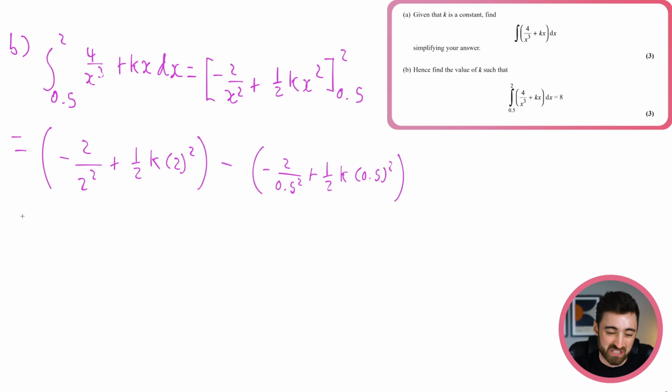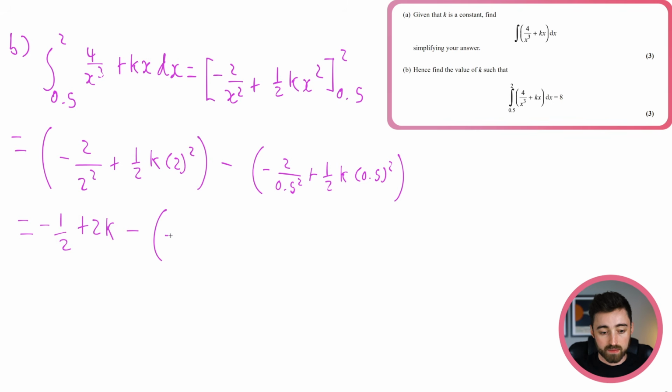My handwriting is so bad. So just work it out. All of these little individual bits, use your calculator if you want. I'll just see if I can work them out. But again, absolutely nothing wrong with using your calculator. Don't worry. So 2 squared is 4. So I get 2 over 4, which is going to be a half. So this is minus a half. 2 squared is 4. So I get half times 4, which is 2. So I'll get plus 2k.